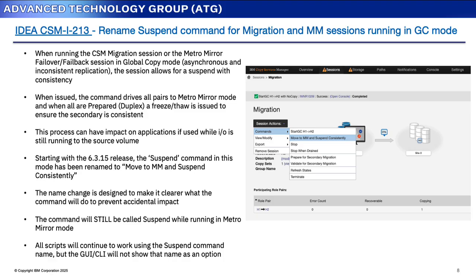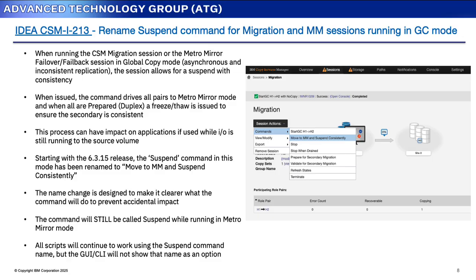And so what we did to try to address this is rename it. So we renamed the suspend command, while running in global copy mode only, to move to Metro Mirror and suspend consistently. So it's a long title, but hopefully the idea is that it's going to get across the point that these pairs will go to Metro Mirror mode and do the suspend, and then that plus the warning prompt hopefully will be enough to help mitigate some of the issues where you might have clicked the suspend thinking there's not going to be any impact, and there ended up being an impact.